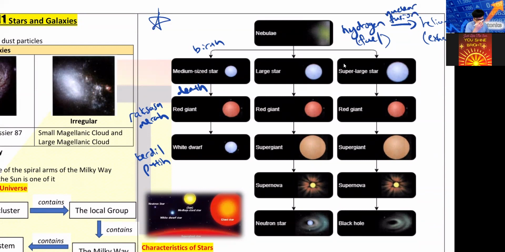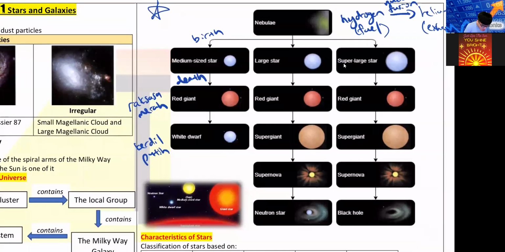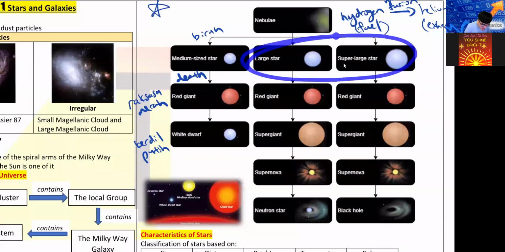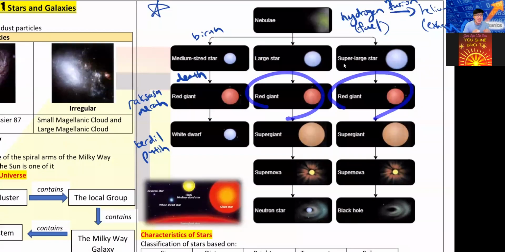Don't worry. So that's your Kerdil Putih. Next, let's look at your large and super large star. They go through almost the same process as they die. So they will turn into a red giant. Since they are very big, they are more dramatic when they die. So they will turn into a super giant.